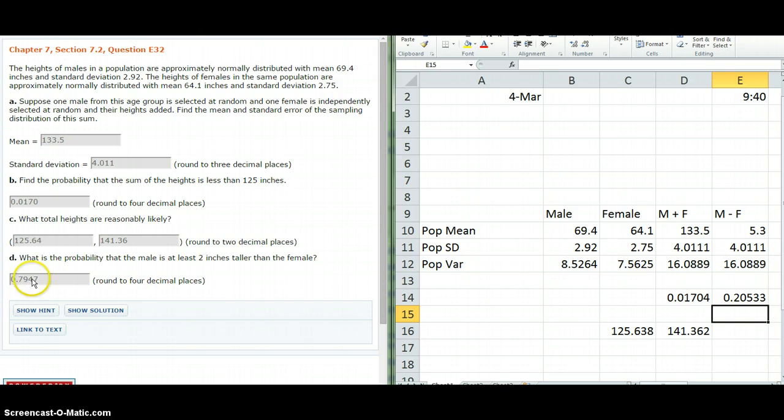Again, it's well off of this value. What's happening? Well, we want to know the male is at least 2 inches taller. So this 0.205 tells us that 20.5% of the units from this population would be less than 2 inches taller. So all we need to do then is subtract this number from 1, and we get 0.7946.